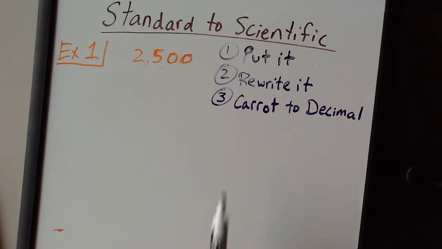In order to do that, we're going to follow 3 steps, these 3 right here. We're going to put it, rewrite it, and carry it to decimal. Those are the 3 steps that we'll walk through to take a number from standard to scientific. So let's go through these 3 steps to do that.